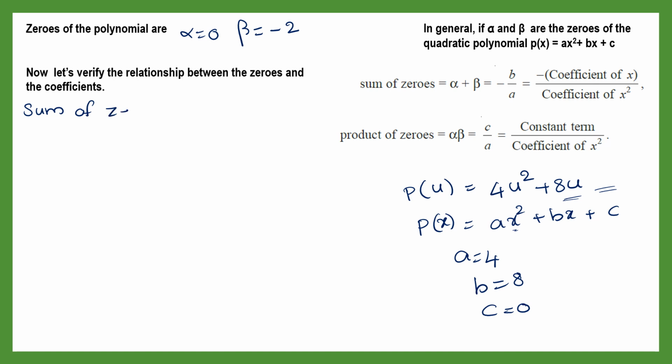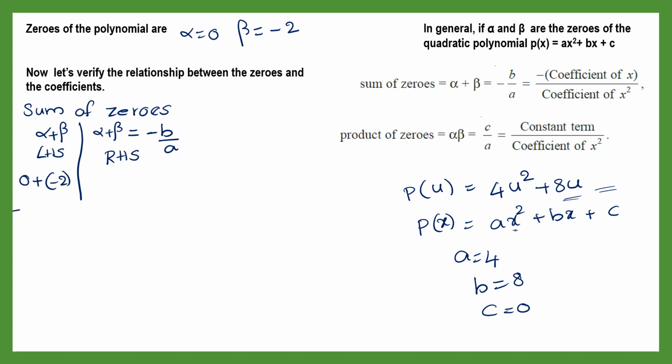Sum of zeros, alpha plus beta. Here also alpha plus beta, LHS. In RHS using the coefficients of the polynomial, you can tell alpha plus beta is minus b by a. This is RHS. Alpha plus beta, so 0 plus minus 2. You got answer as minus 2. This is sum of the zeros.